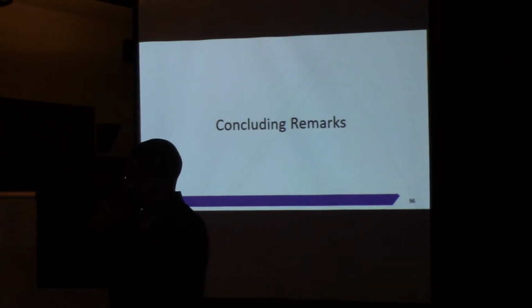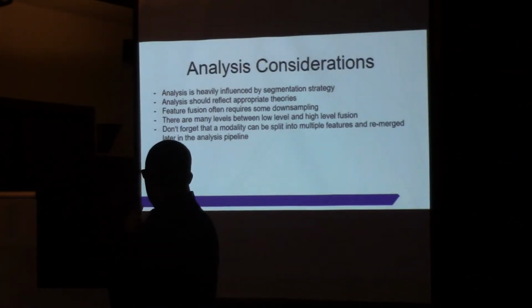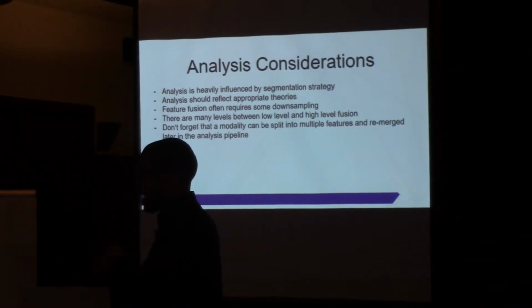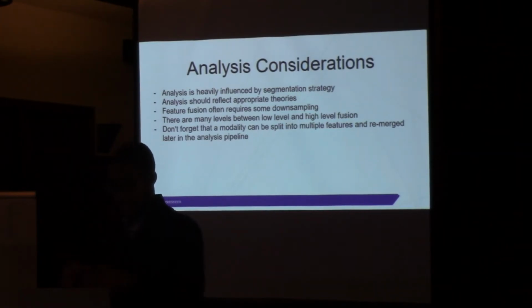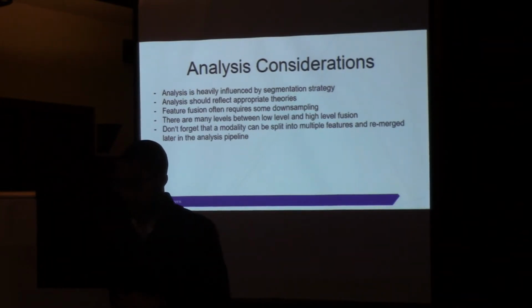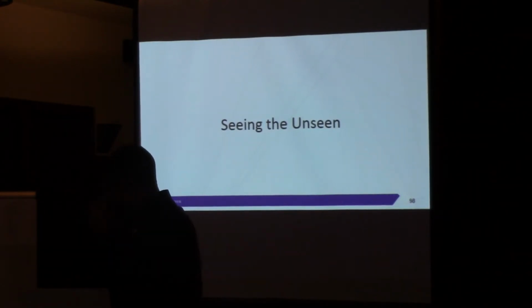So the concluding remarks are, there's lots of stuff you can do with the data. One thing I really should emphasize is segmentation. That actually matters a lot in terms of how you're analyzing your data. There's a very important element of theory. Theory plays a very big part in how you collect your data as well as how you analyze it. Feature fusion sometimes requires downsampling, and there's various ways to think about fusing your data. And then lastly, not to forget that a given data stream can be split in various ways, rejoined. There's lots of combinations of things that you can do with your data. I think I've tried to mention too that some of this is about seeing the unseen.